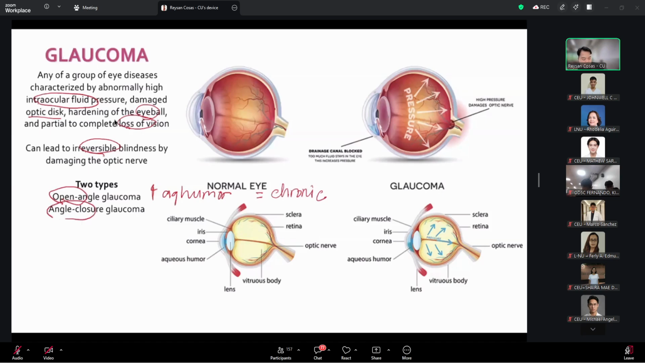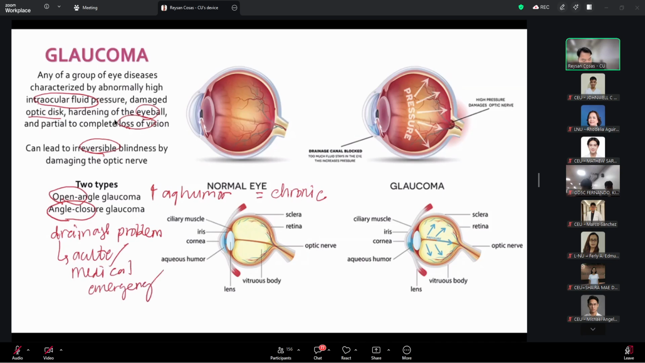However, for angle closure glaucoma, in simple terms, there is a drainage problem, in which there is blocked trabecular meshwork of the Schlemm's canal. So this type of glaucoma is not chronic in nature. This is usually an acute case, which is considered a medical emergency.